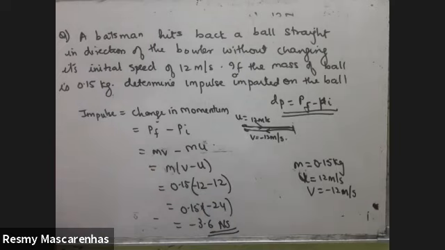Anyone who has not understood can ask. Anytime it is like this, velocity has been given, now initial speed and the final speed has been given. Remember that impulse is always equal to change in the momentum. So you just have to find out Pf minus Pi. Next question.